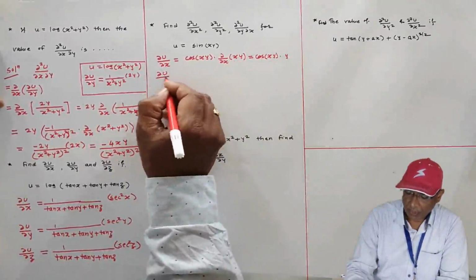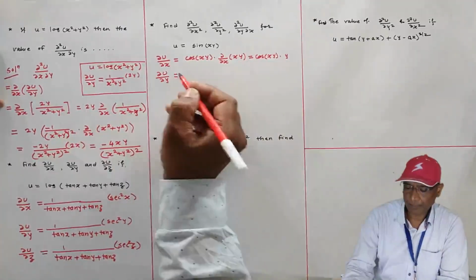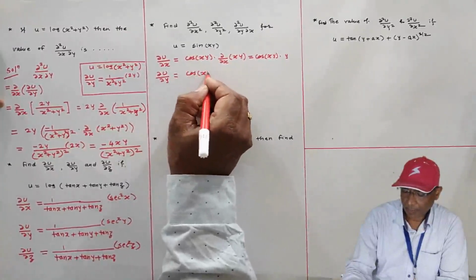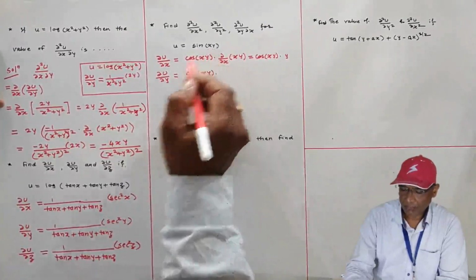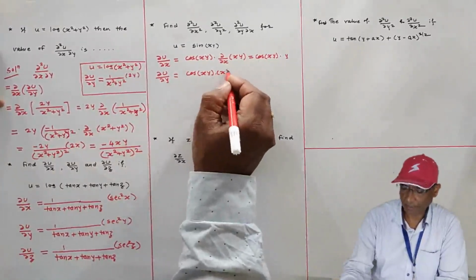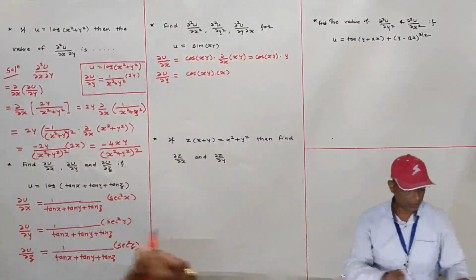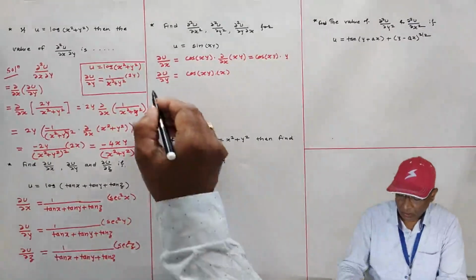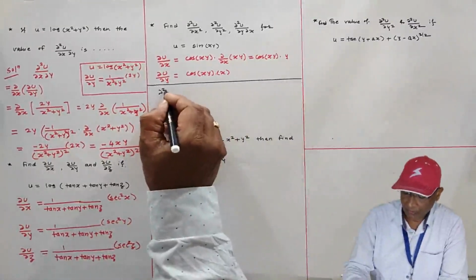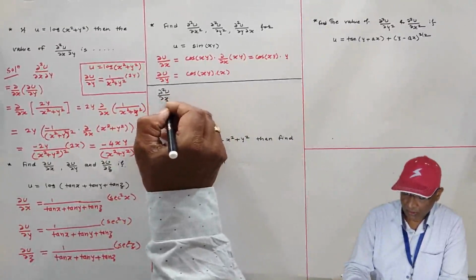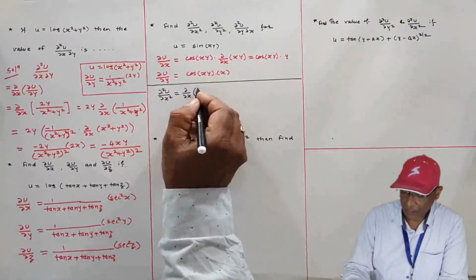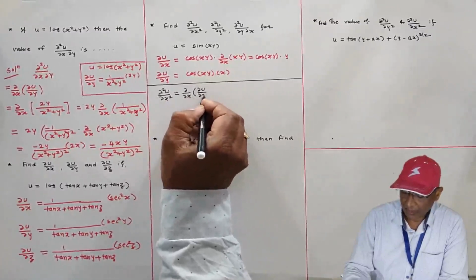Now del u by del y also I am going to find. Derivative of sine is cos, and derivative of xy with respect to y keeping x constant is x. Like this, directly written. Now I am finding the double derivative of u with respect to x. So this derivative can be written like this.